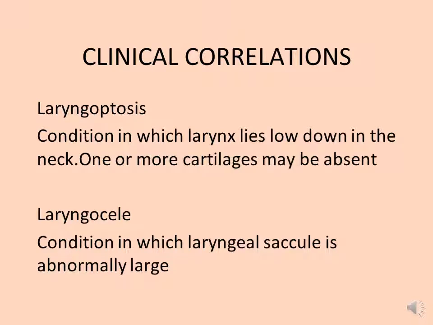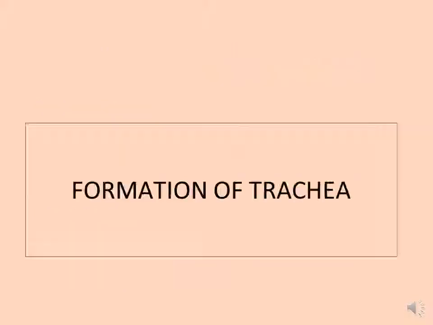Then comes laryngoptosis. It is a condition in which larynx lies low down in the neck. Then there is a condition which is known as laryngocele, in which laryngeal saccule is abnormally large. In some cases, duplication of vocal cords can occur.